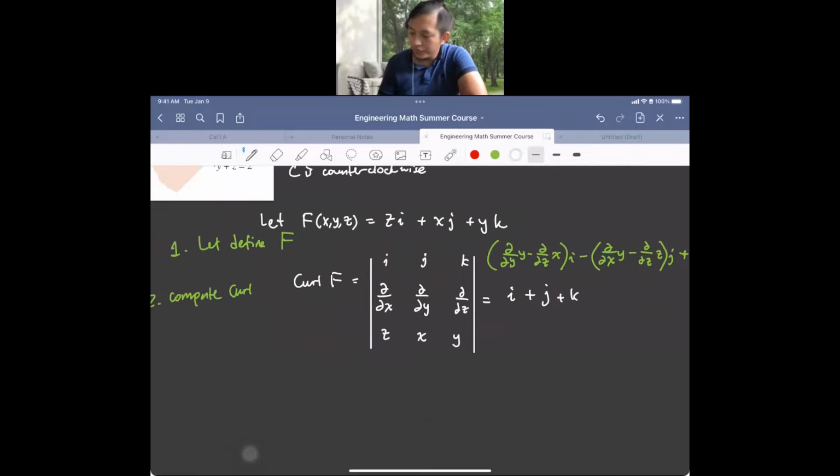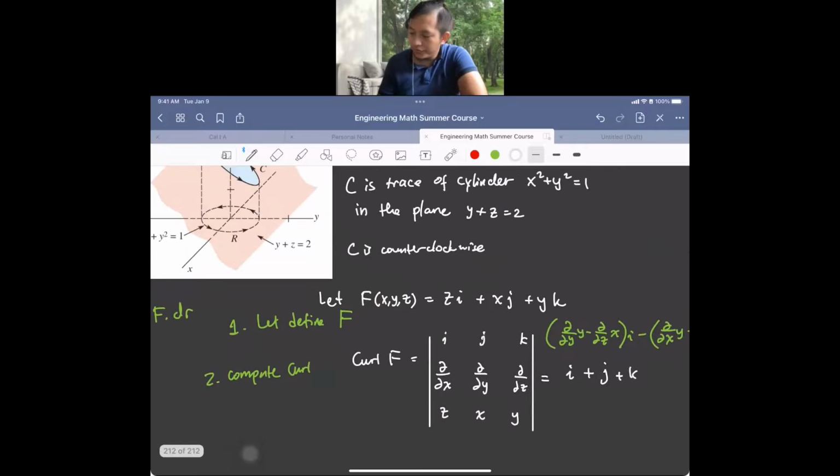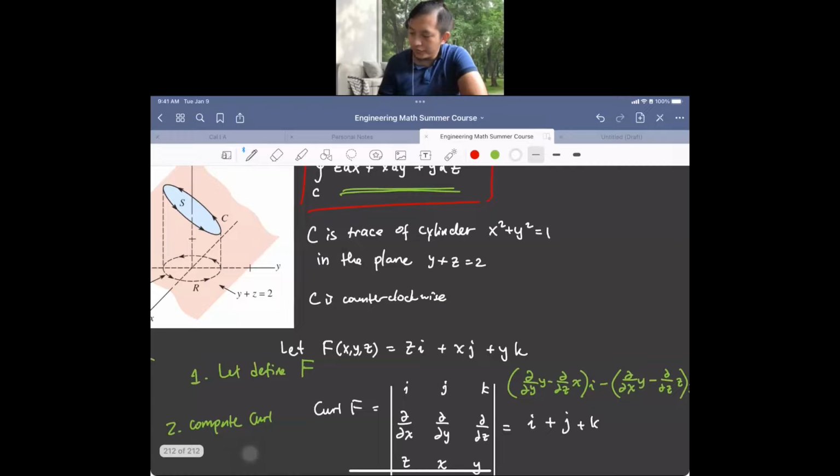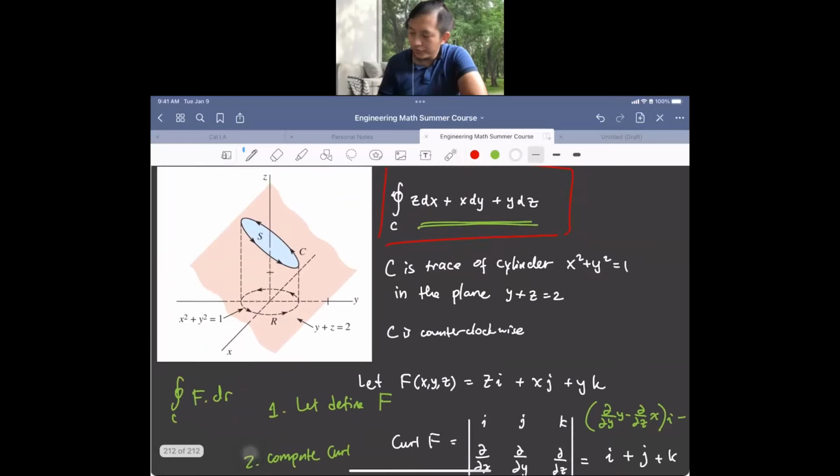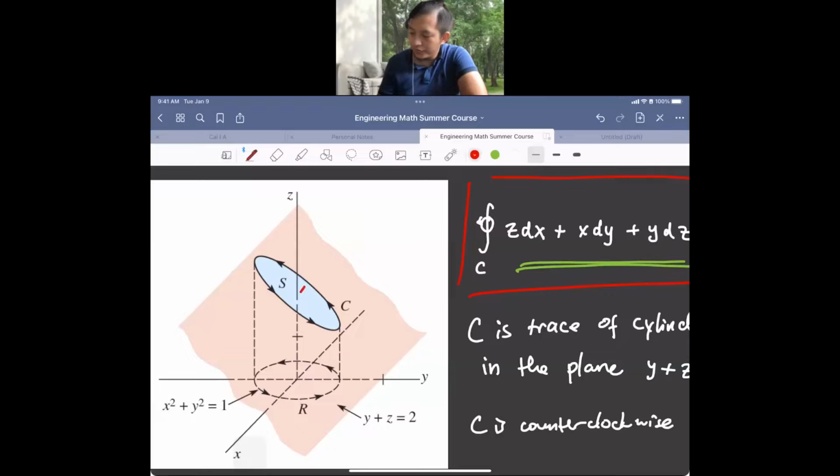Next, we know that the trace is given by x squared plus y squared equal 1, the cylinder. And then the plane: we have the cylinder and then we cut the cylinder diagonally, like in this picture here, with the plane y plus z equal 2. Basically, the surface is going to have the upward orientation, right? We have the upward orientation, so we have this as our n.